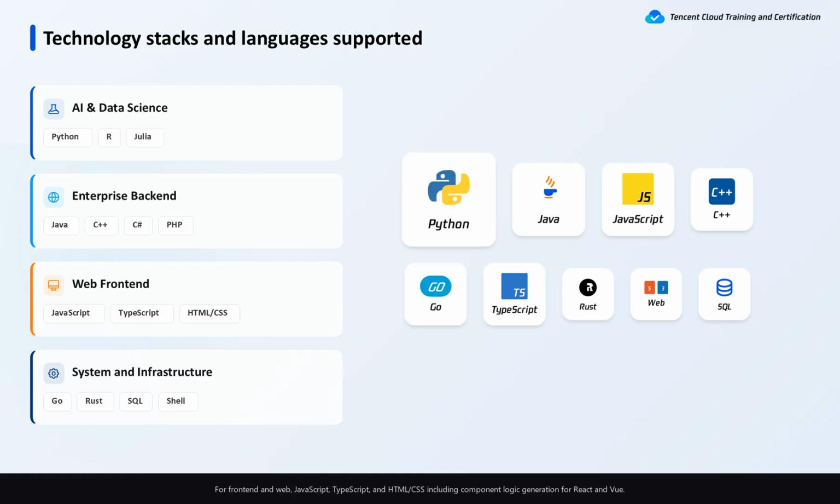For front-end and web, JavaScript, TypeScript, and HTML/CSS, including component logic generation for React and Vue. For general and systems programming, Go, Rust, SQL, and shell scripts. Broad language support makes CodeBuddy a unified AI assistant for the full technology stack. Enterprise teams do not need to maintain separate AI tools for different languages, reducing management overhead while delivering consistent experience.